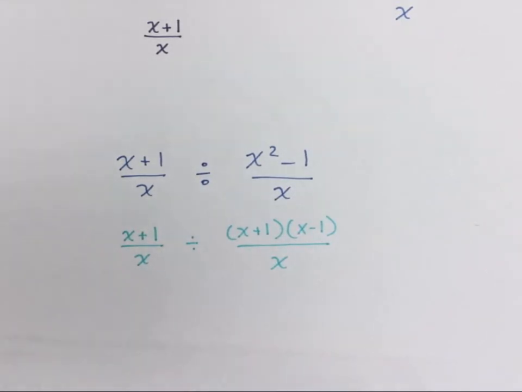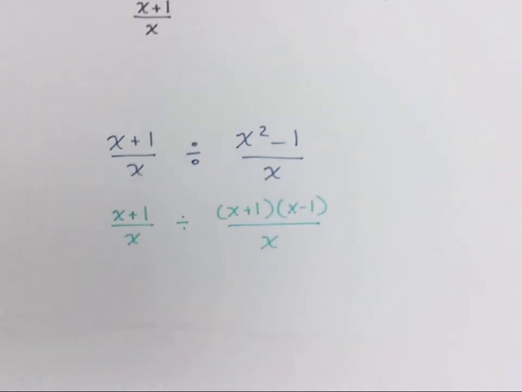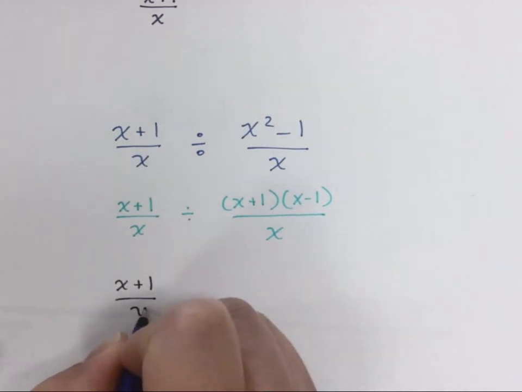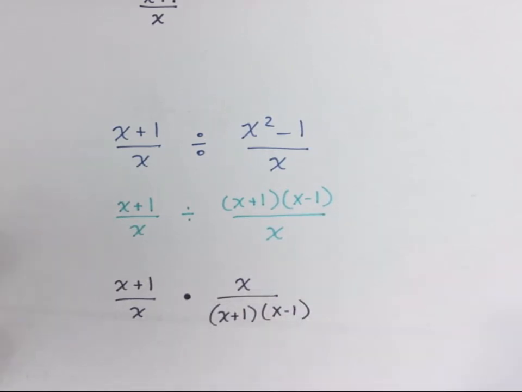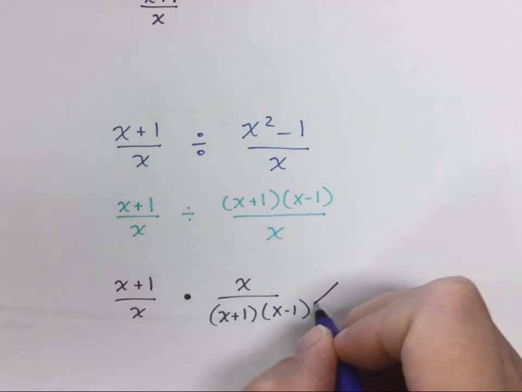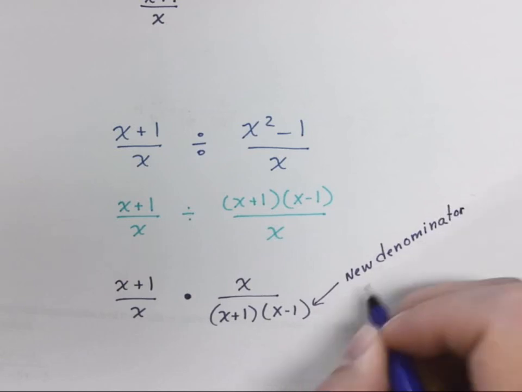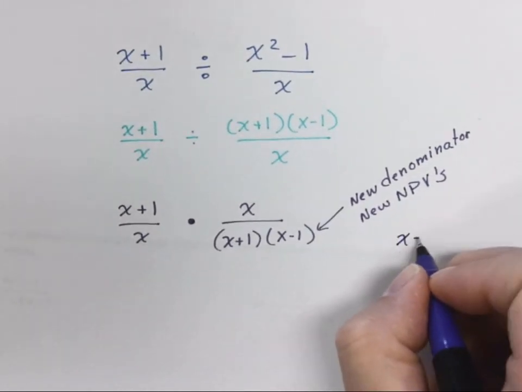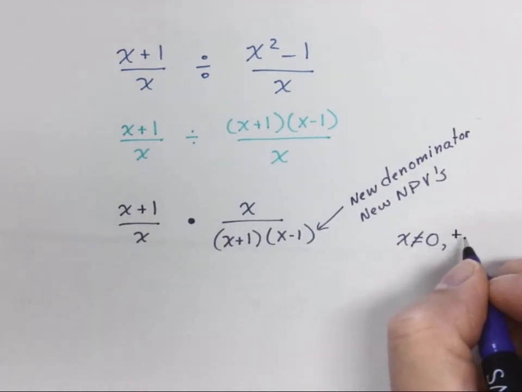Okay, so here we are. We've factored everything. We know the NPVs. We did those up here, 0 and 0. All right, so when we are doing a division question, we reciprocate only the second one. We change it to a multiply and we flip the second one. Okay, before we get crazy and start canceling stuff out, what do I have to do now? New NPVs, because you have a new denominator. So what are my new NPVs? The old one was x cannot equal 0. What are my new ones? Plus and minus 1. Beautiful, plus and minus 1.